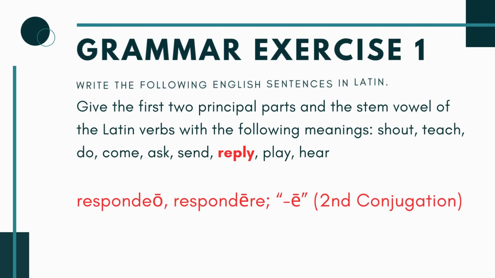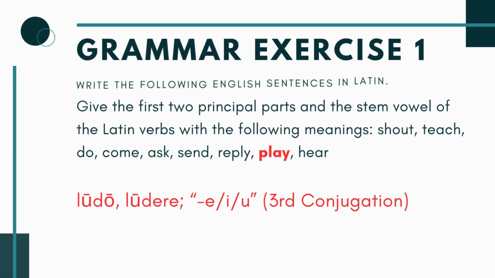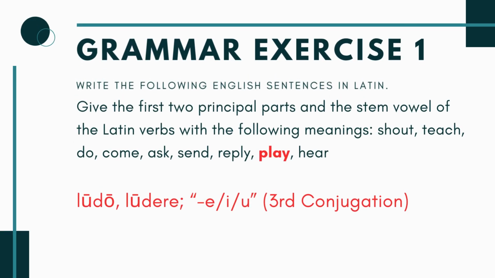Now, the next one we have is to reply. Now, to reply in Latin is respondeo, respondere. Now, the ERE in respondere is long. It makes it second conjugation, okay? Now, the next one we have here is to play. It's ludo, ludere. Now, ludere, the infinitive, has a short ERE, so it's a third conjugation verb. So again, the stem vowel is the E, and we're going to end up switching it to an I and a U.